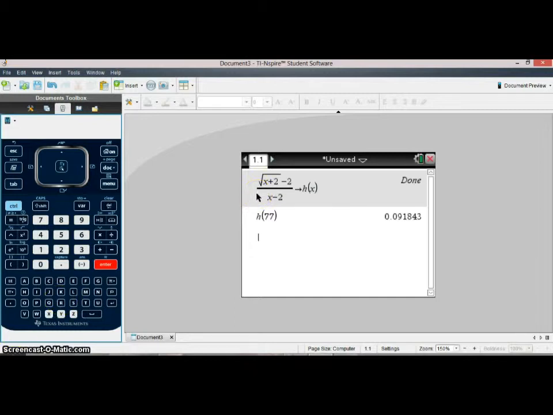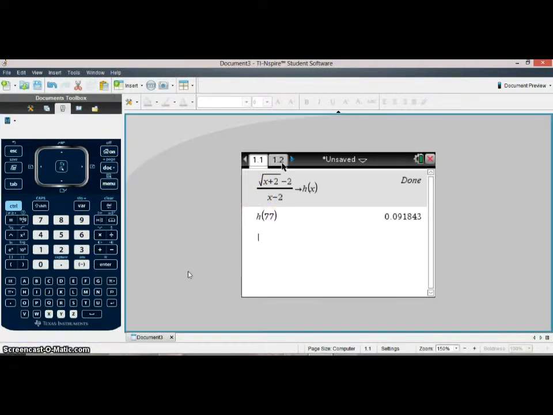You can also use the control set equal to store a function, but I just like store better. Okay, so what can we do with this to approximate a limit? With this beautiful calculator you can do a lot.